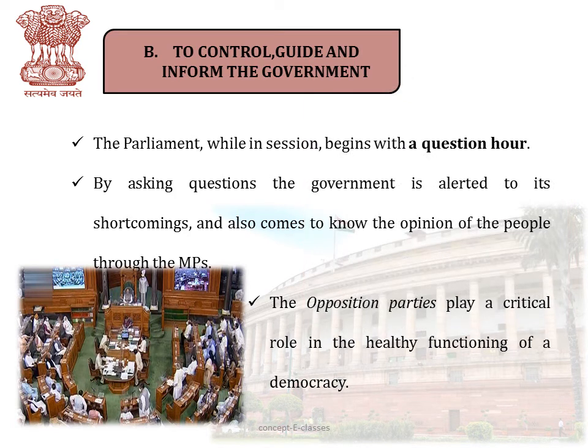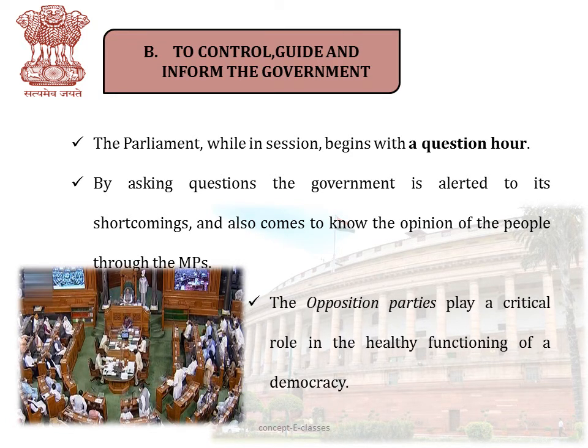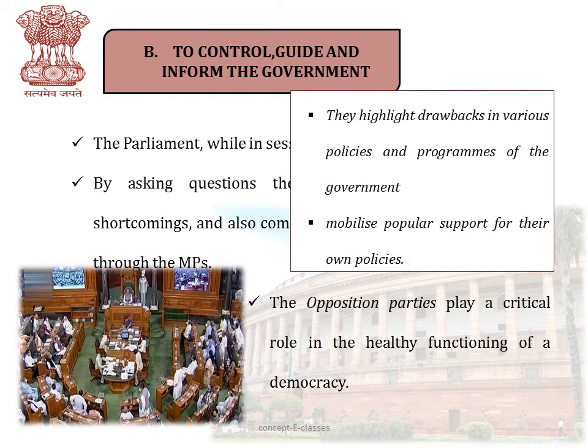By asking questions, the government is alerted to its shortcomings and also comes to know about the opinion of the people through the members of the parliament. The opposition party also plays a very important role in the healthy functioning of the democracy. How? They highlight all the drawbacks in various policies and programs of the ruling government, and they mobilize popular support for their own policies as well.